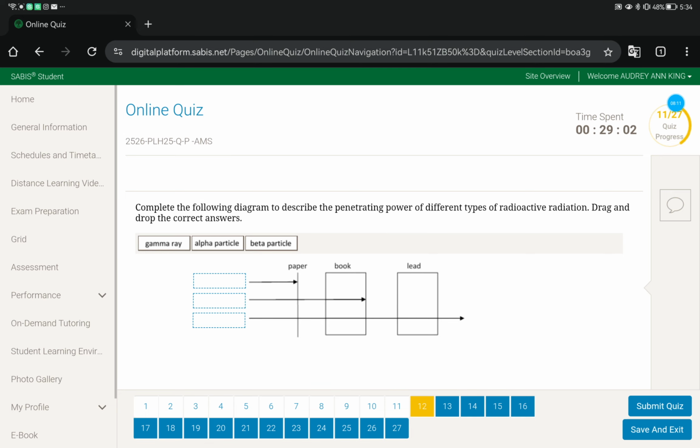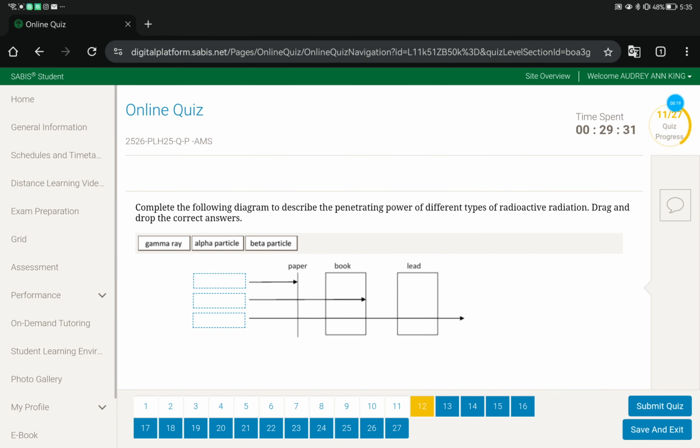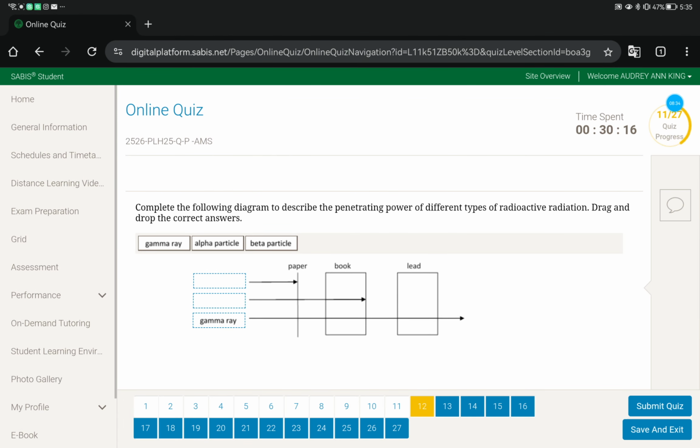Complete the following diagram to describe the penetrating power of different types of radioactive radiation. Drag and drop the correct answers. Out of all these three, the gamma ray is the strongest one. So obviously it can't be passed through lead, which, well, it actually can.